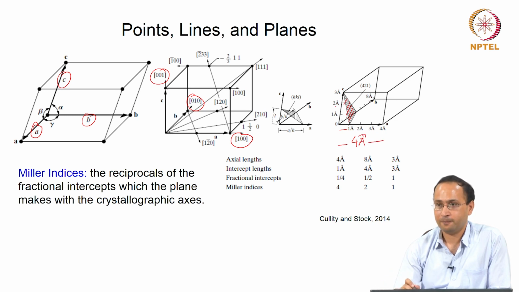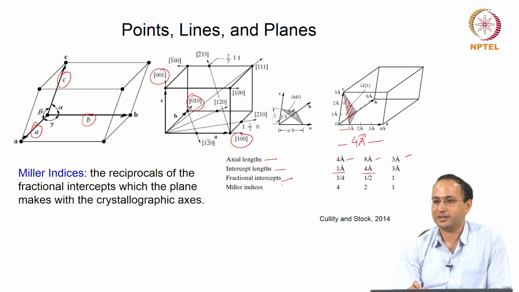Clear, right. Now, we know the axial lengths, 4 angstrom, 8 angstrom, 3 angstrom. This plane is cutting these 3 axes at different points. So, intercept with A is 1 angstrom, intercept with B is 4 angstrom, intercept with C is 3 angstrom, clear. Now, what we do, we calculate the fractional intercepts. So, it will be 1 over 4, 1 by 4, 4 by 8, 3 by 3. So, you get 1 by 4, 1 by 2, 1. Okay. So, the Miller indices will be 4.